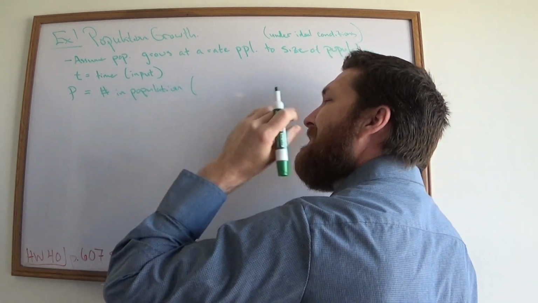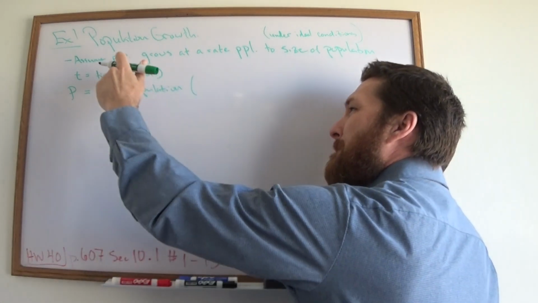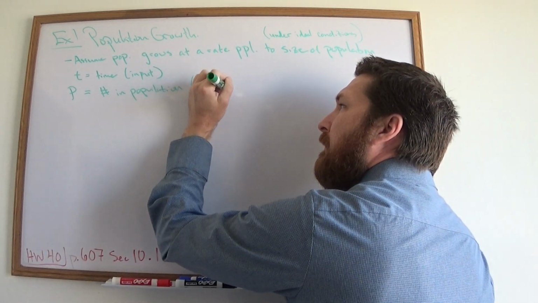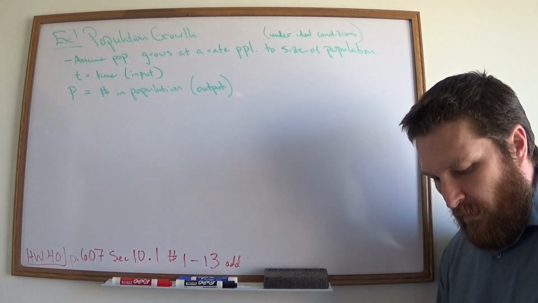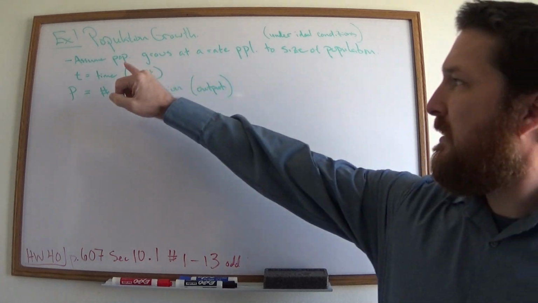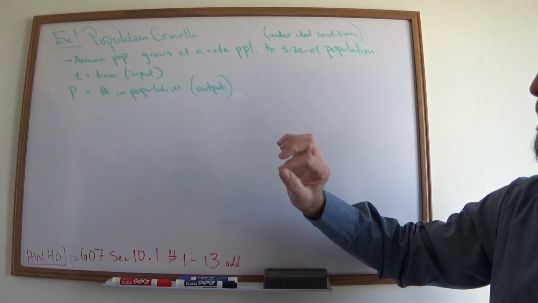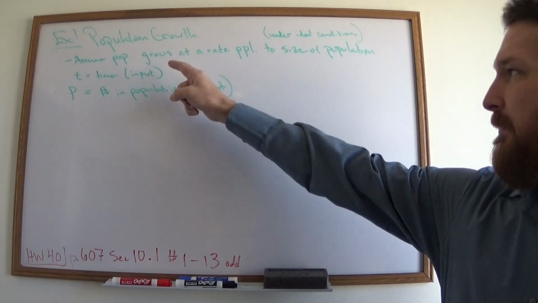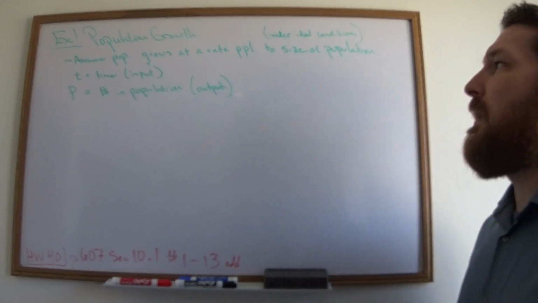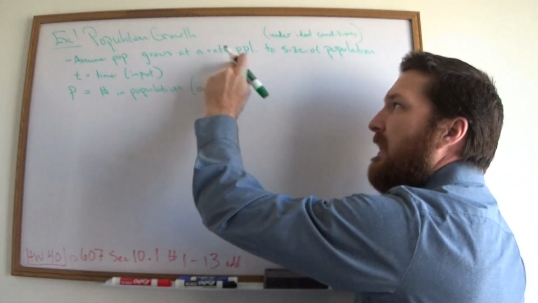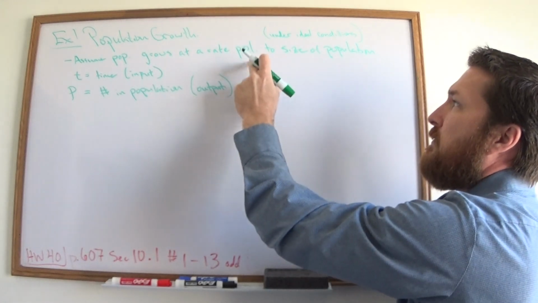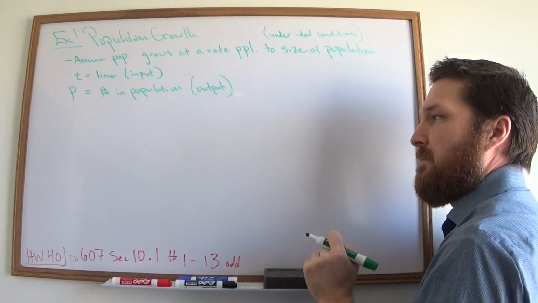This would be called the dependent variable because it depends on time. I call it the output. Okay? Now let's think about this. What we want to try to do is translate this assumption into a mathematical statement. So we're assuming that the population grows at a rate. In other words, the rate of change of the population is proportional to the size of the population.